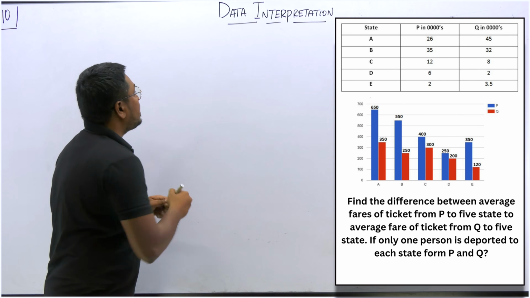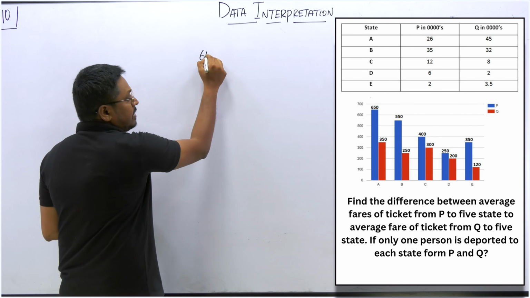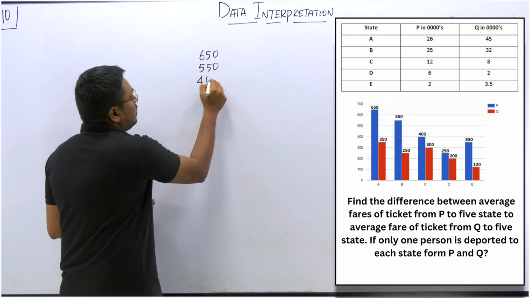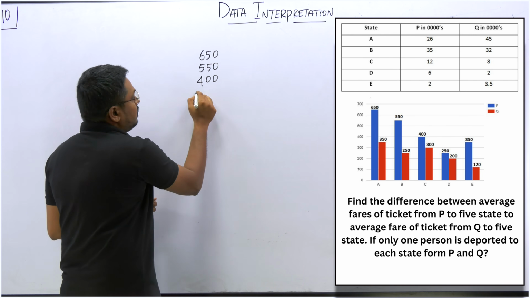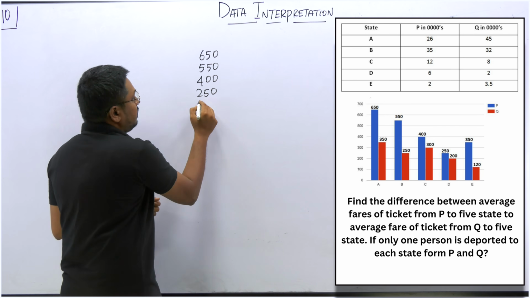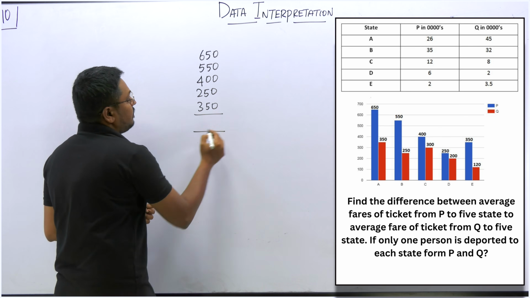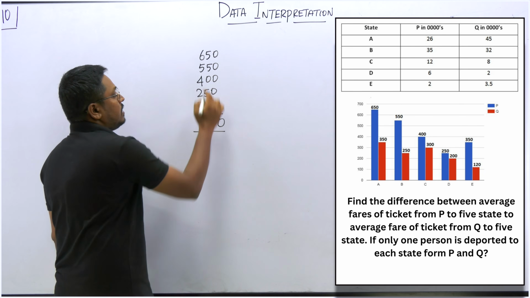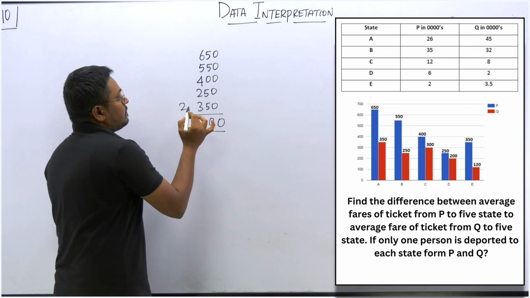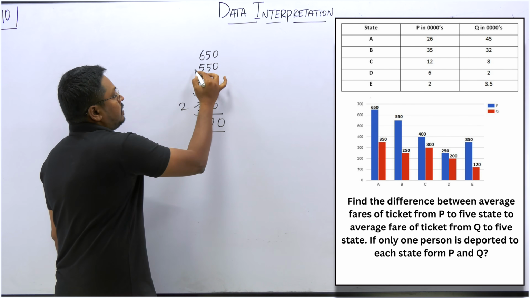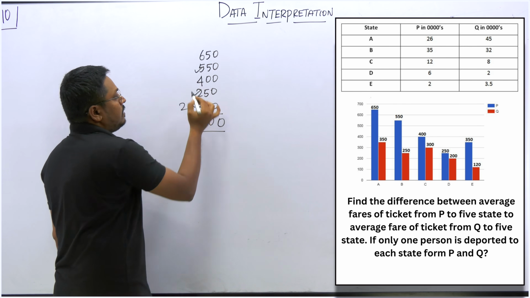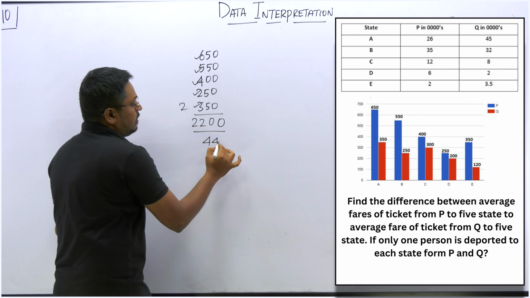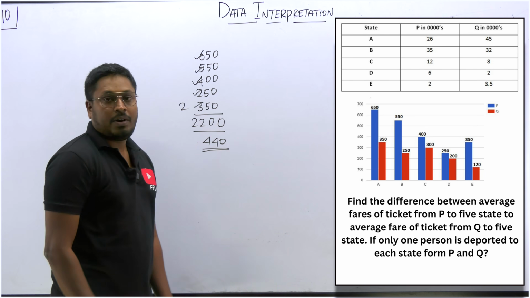So first value will be 650, and we can find the average plus, right? So 650, 550, 400, 250 and 350. So this will be the charges for state P. So now 0, 5 and 5, 10, this will be 22. So 3 plus 5, 5, 10, 20, 22 by 5. So 440. So 440 will be the average for state P.